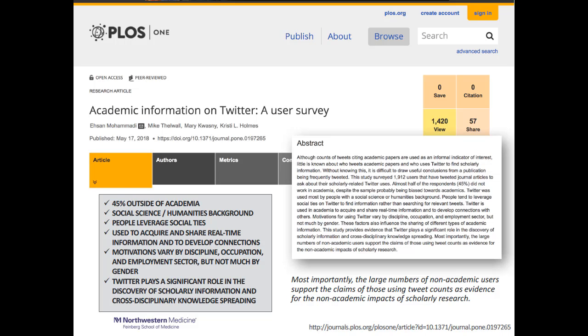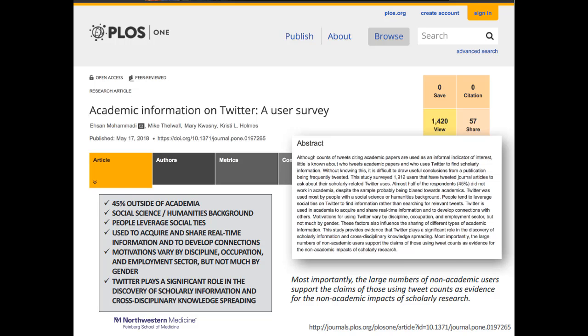So on the topic of social media, I just wanted to point out, and I realize I'm putting a plug in for something that I am an author on, but bear with me. We had a paper come out a couple of weeks ago. This work was led by Ihsan Mohammadi when he did his postdoc in my group, and was authored also with Mike Thelwall and Mary Kwasny. Mary's with me in PrevMed over at Northwestern, and Mike Thelwall is at the University of Wolverhampton, and I know his name is a familiar one to many of us.